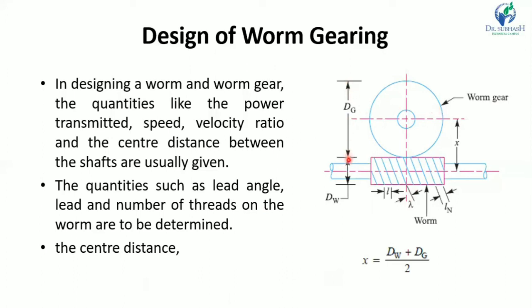Here dg is the pitch circle diameter of the gear, dw is the pitch circle diameter of the worm, ln is the normal lead, lambda is the lead angle, and L is the lead. So from this geometry, the center distance x between these two is equal to (dw plus dg) by 2. The center distance is given by this equation.